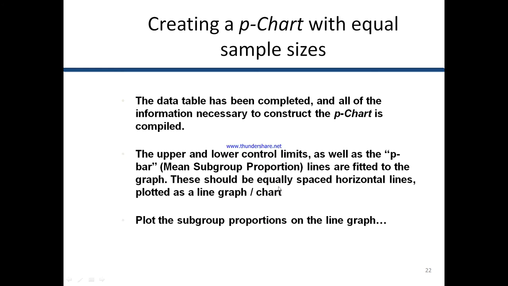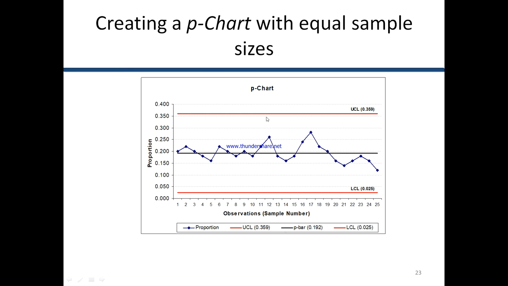and then you can plot the proportions on the graph, right? So you can see the upper control limit is this, that is 0.359, and the lower control limit 0.025, and you can see the p bar, that is 0.192, that is our central limit.